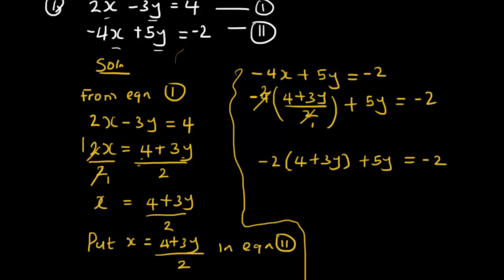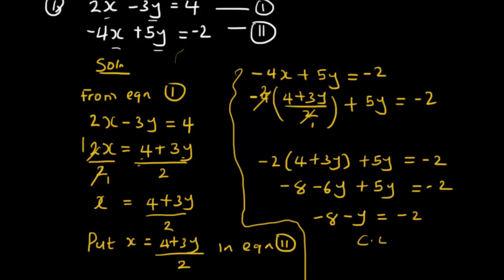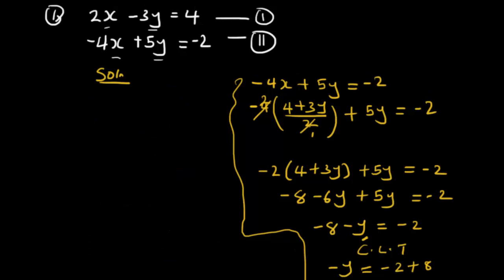Let's open this bracket. Minus 2 times 4 will give us minus 8. Minus 2 times plus 3y will give us minus 6y, plus 5y equals minus 2. Now we have minus 8, minus 6y plus 5y will give us minus y equals minus 2. Minus 8 can go and meet minus 2. We collect like terms, so we'll be having minus y. Don't forget that the sign of y is minus. Equals minus 2. When minus 8 goes to the other side, it becomes plus 8. Minus y equals minus 2 plus 8, which is 6.